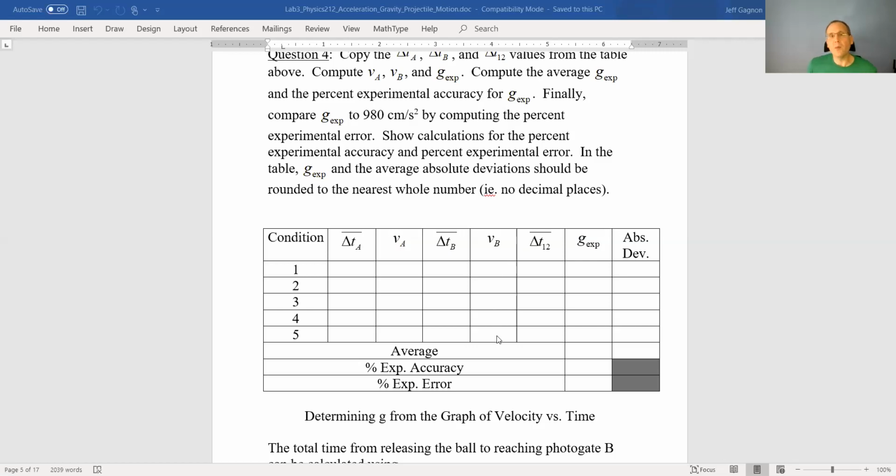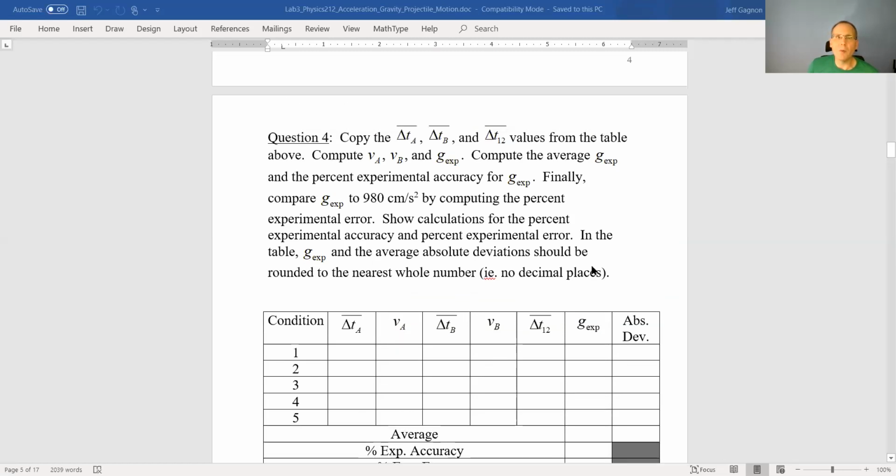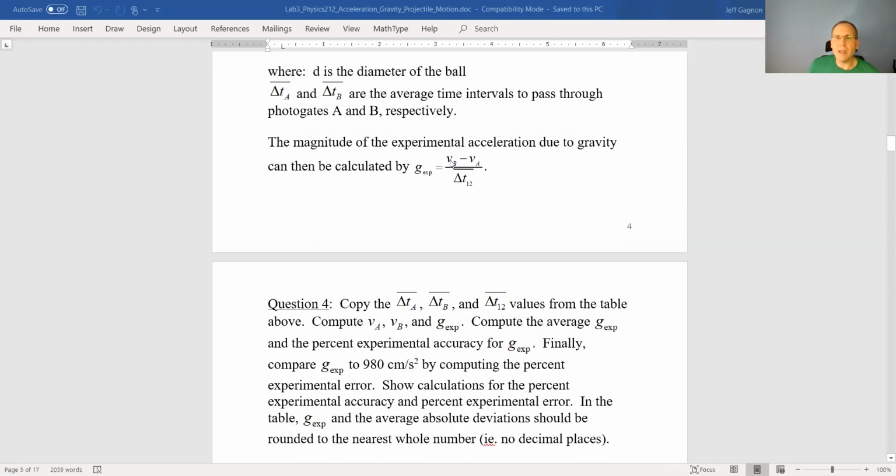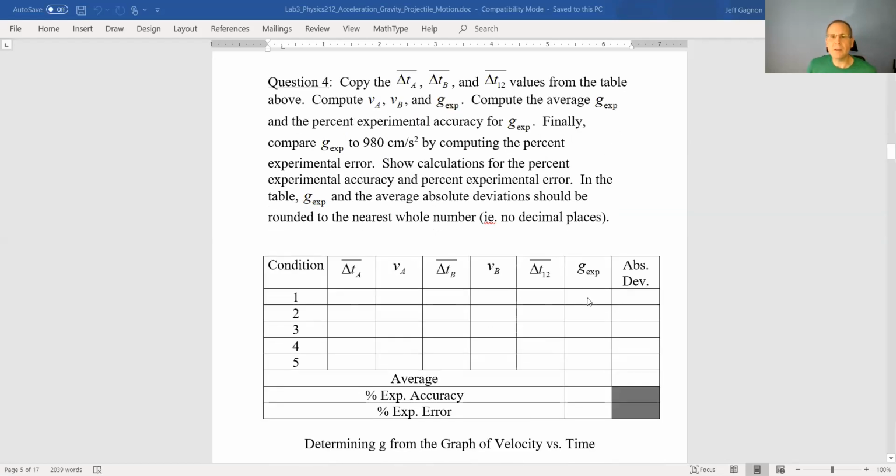And then finally, what we really want to compute here is the acceleration due to gravity, right? The g, so g experimental. To do that, now we plug into that general formula where it's going to be VB minus VA over delta T12, and that'll give you g experimental. And what I would like you to do is when you do g experimental, just round it to the nearest whole number, so no decimal places. Round all these to the nearest whole number.